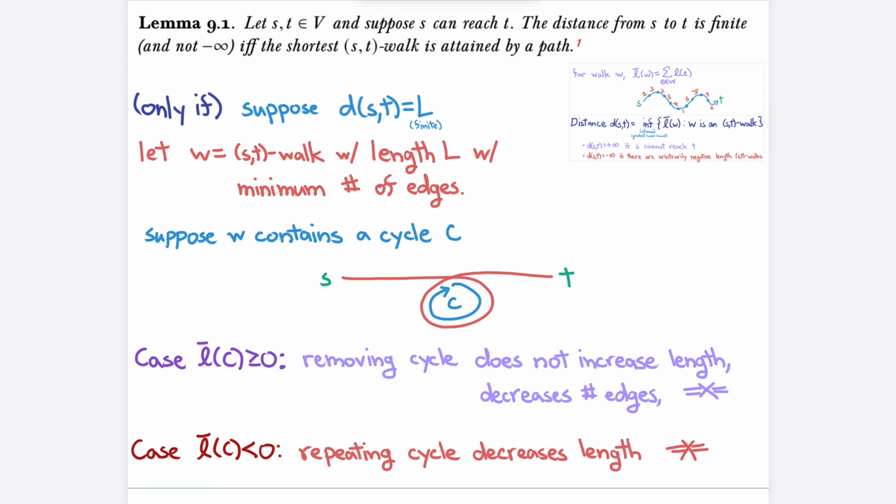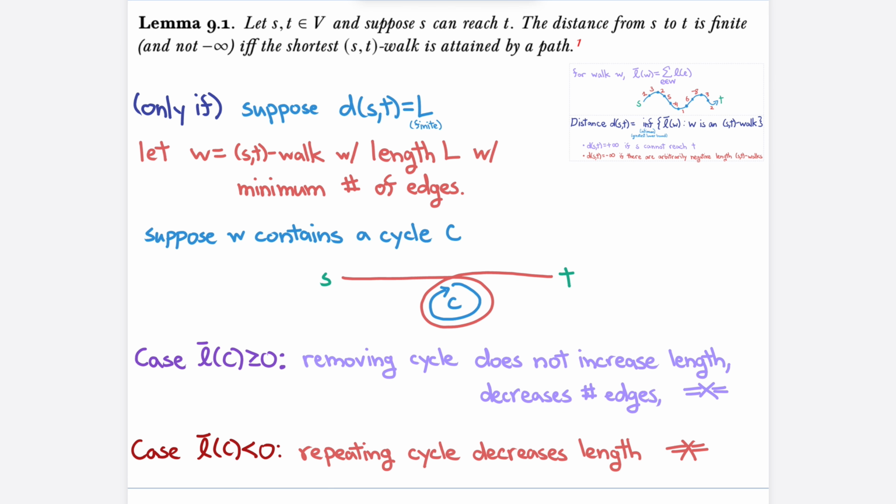Positive or non-negative cycle, you can just drop the cycle and the distance won't go up, and the number of edges goes down, right? That's where it's nice to have the minimum number of edges as a hook. And then if it's a negative cycle, you should be able to repeat. That I think we all captured. But either way, you'll get some kind of contradiction to this setup. That's okay, right? Okay, so much for that.